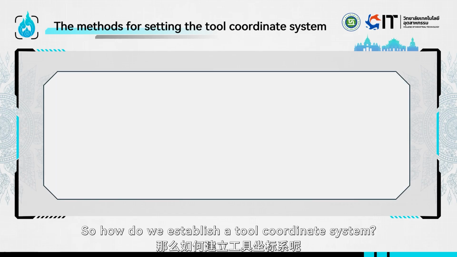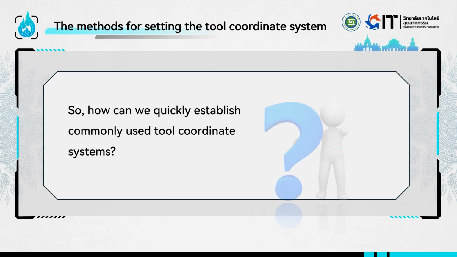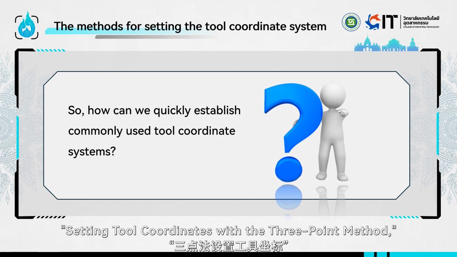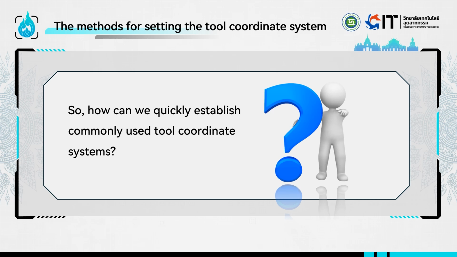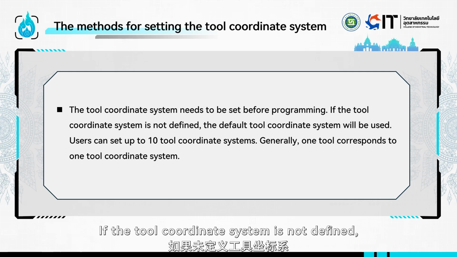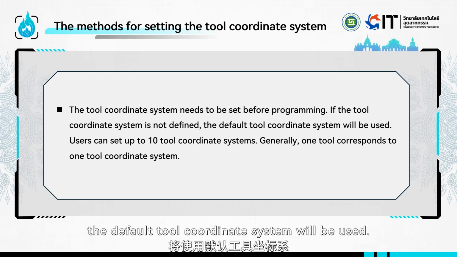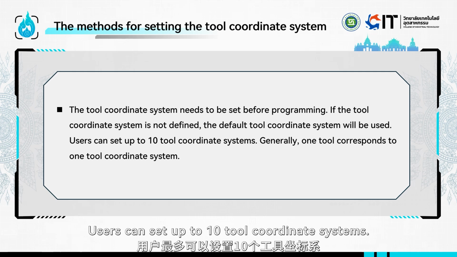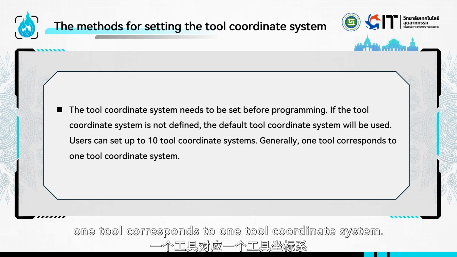So how do we establish a tool coordinate system? This lesson's content, setting tool coordinates with the three-point method, will solve this problem. The tool coordinate system needs to be set before programming. If the tool coordinate system is not defined, the default tool coordinate system will be used. Users can set up to 10 tool coordinate systems. Generally, one tool corresponds to one tool coordinate system.